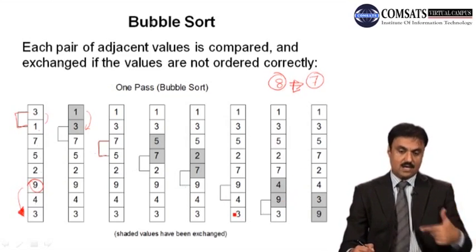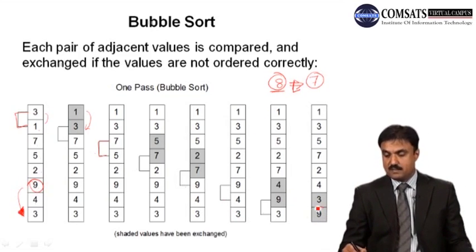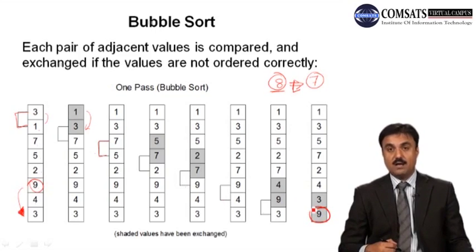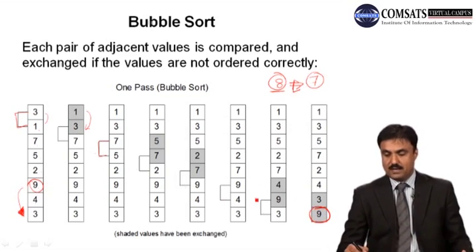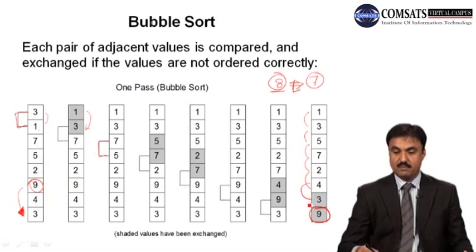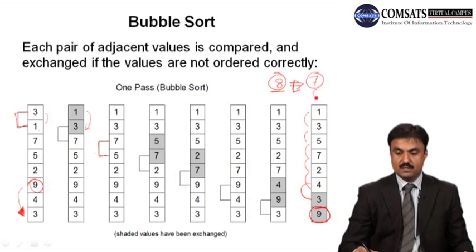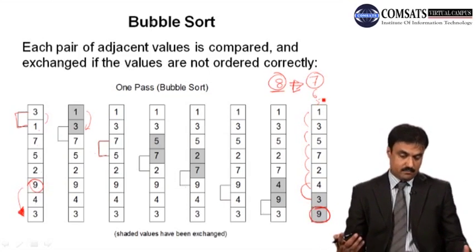So this iteration will continue, and we know that in the first pass, this largest value has moved to the last position. Then we don't need to compare it in the second pass. We can compare up to here. So what should be the number of comparisons? 1, 2, 3, 4, 5, and 6 comparisons. So in the second pass there will be 6 comparisons. In the third pass we have 5 comparisons, and so on. So this is actually the bubble sort algorithm.